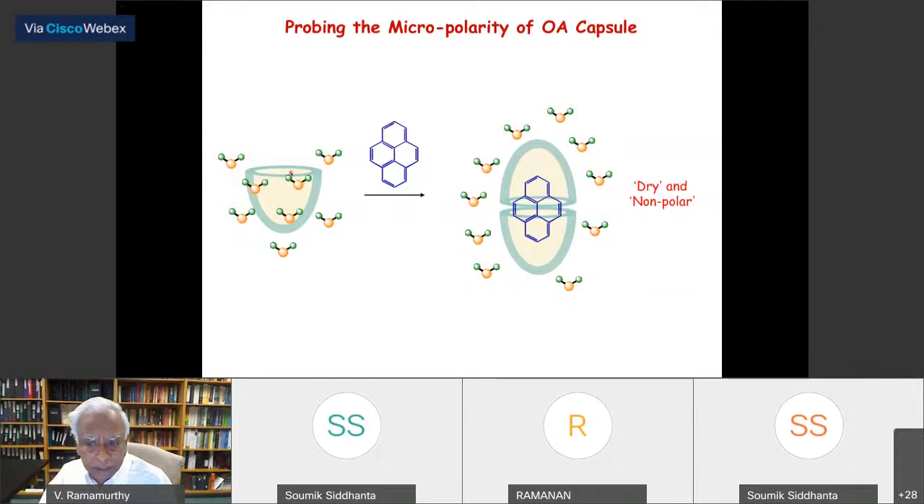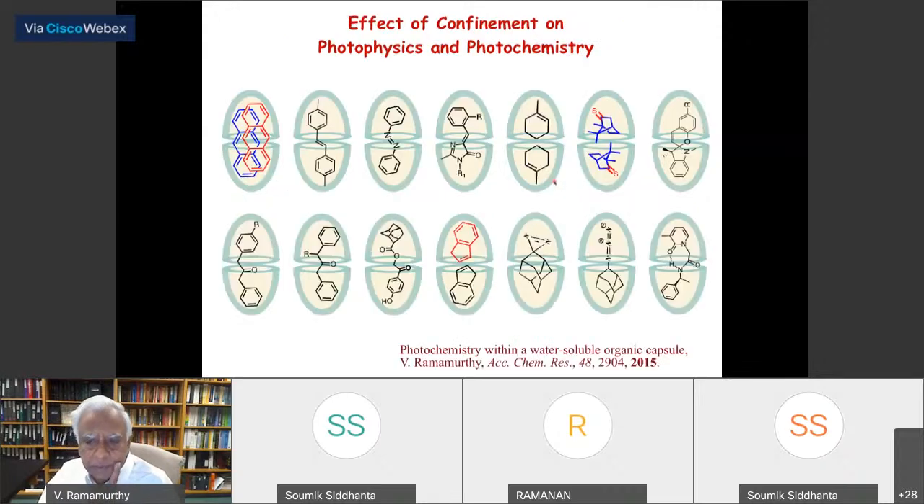And then when it does sit, all the water molecules are kicked out. So inside of the pyrene is completely nonpolar. So there are no water molecules inside the capsule. That is based on the spectroscopy and the EPR studies we were able to show. Okay, that is one thing, the first things.